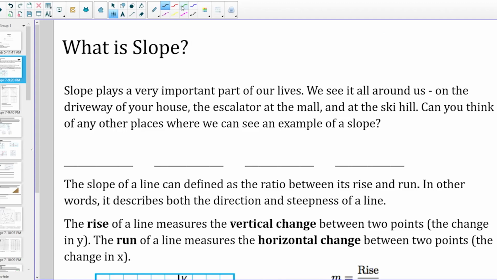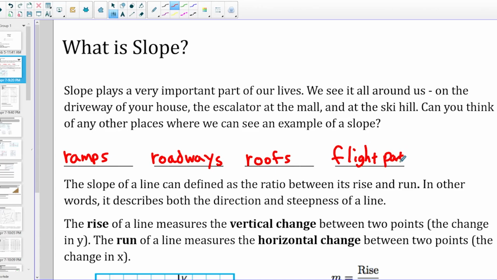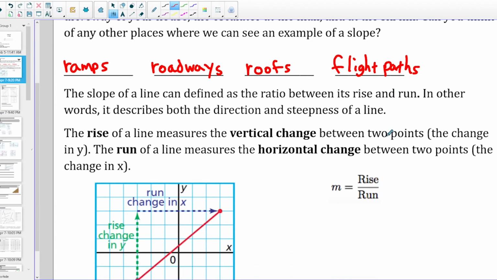We actually see slope all around us in our everyday lives. We can look at the driveway of your house, the escalator at the mall, and the ski hill as well. So can you think of any other places where you might be able to see slope in your everyday lives? A few examples that we typically see day to day will be ramps, roadways, roofs, and even flight paths. We'll talk a little bit more about slope in a contextual situation later on in this section.